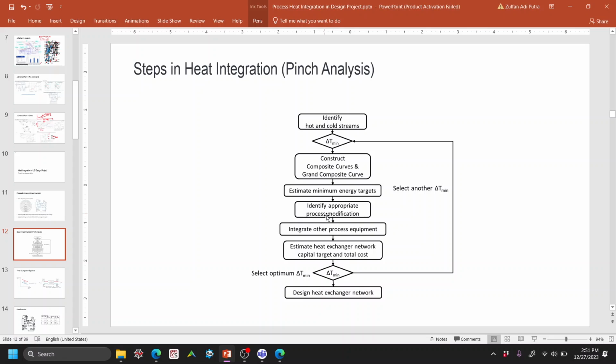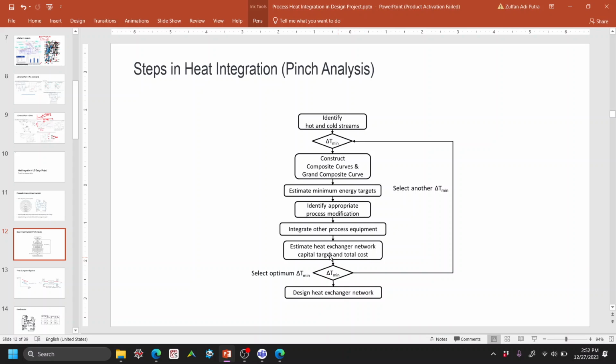The second option is that we can also integrate with other process equipment. For example, if you have two distillation columns, one operating at higher pressure and the other at lower pressure, you can integrate the condenser and reboiler between them in such a way that you can minimize the energy supply into the system. That's an example. Once you do that, we can use some cost estimation tool to estimate the whole heat exchanger network for the capital cost, and also for the operating costs coming from the fuels and the cooling tower.